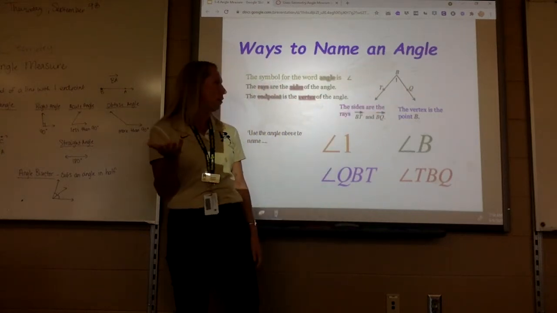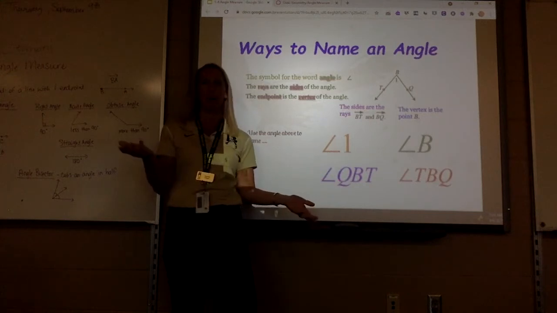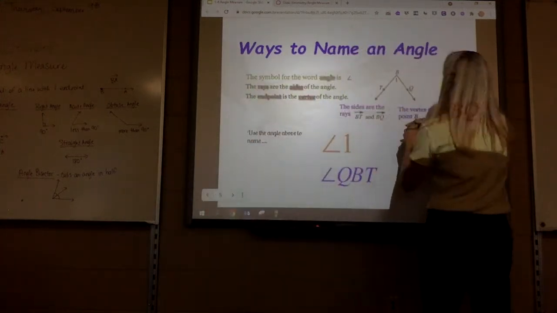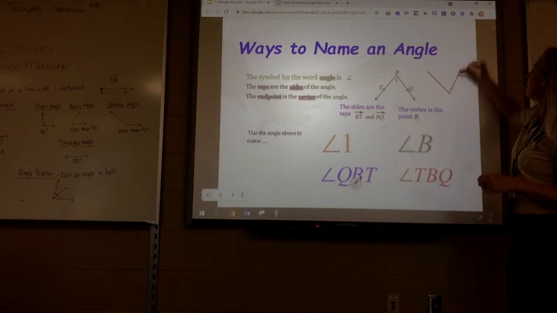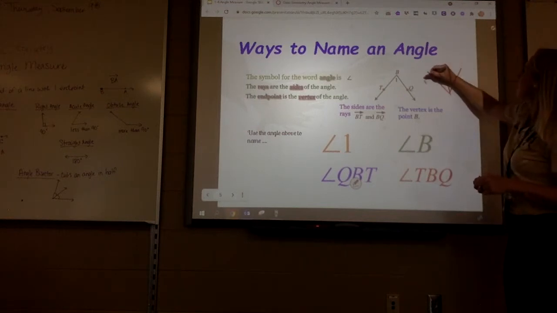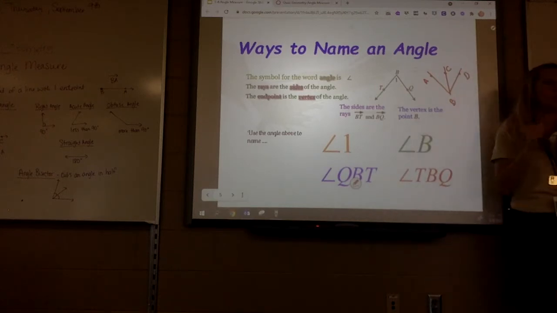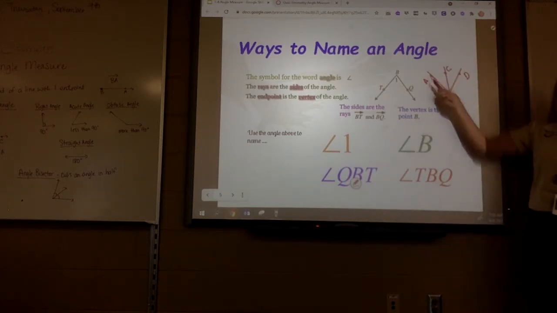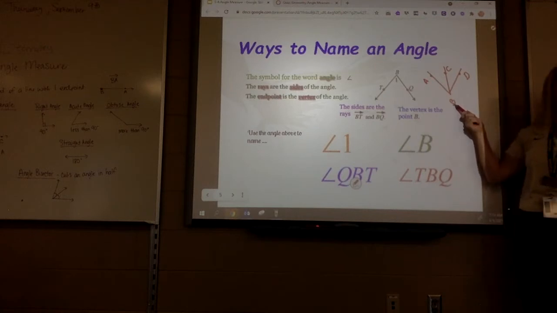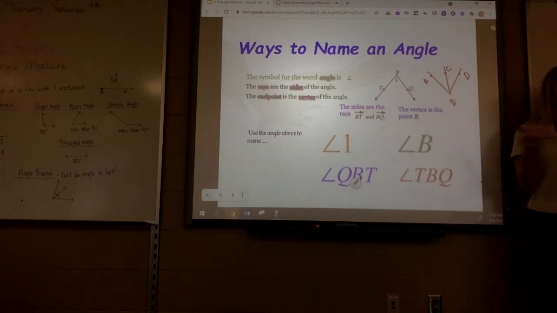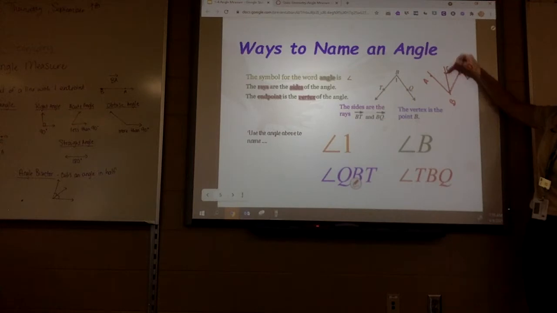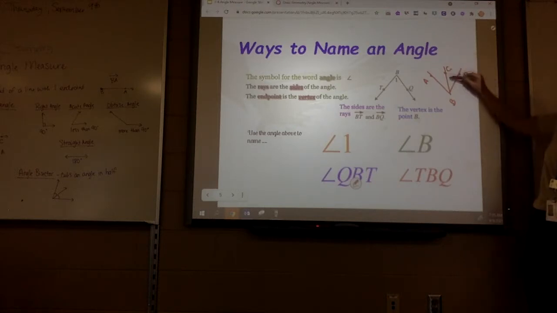Well, you might be like, why would I name it with 3 letters if I could just name it angle B? Well, let me show you why. Sometimes angles are connected to other angles. So this one right here, I could not just name angle B because I wouldn't know which one I'm talking about. If I was talking about this angle, I would have to say ABC or CBA. If I was talking about this angle, CBD or DBC. B has to be in the middle.